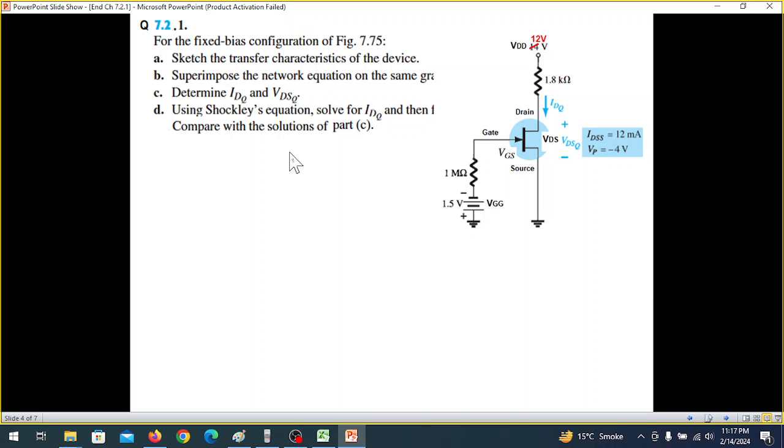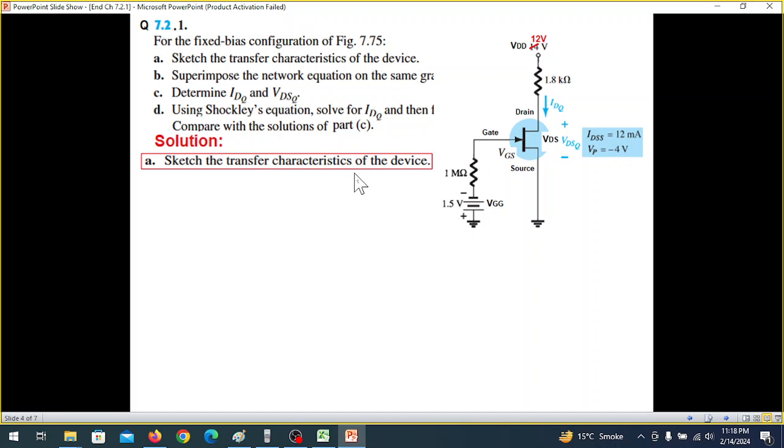The question has 4 parts. Sketch the transfer characteristics of the device and superimpose the network equation on the graph. Determine IDQ and VDSQ from the graph, use Shockley's equation to solve for IDQ, and then compare the solution with part C. So let's come to the first part.